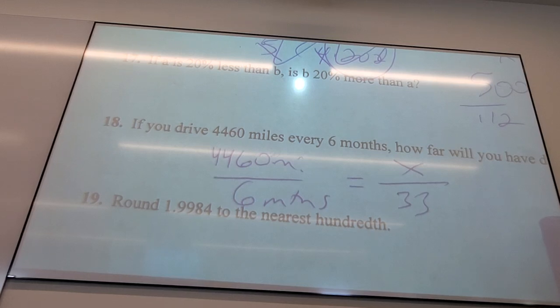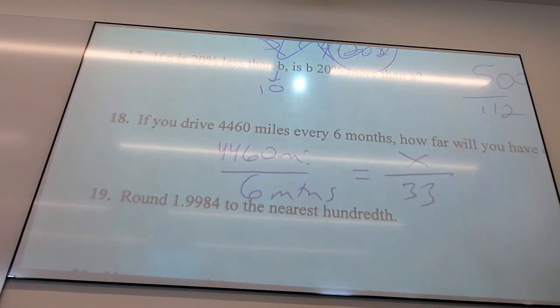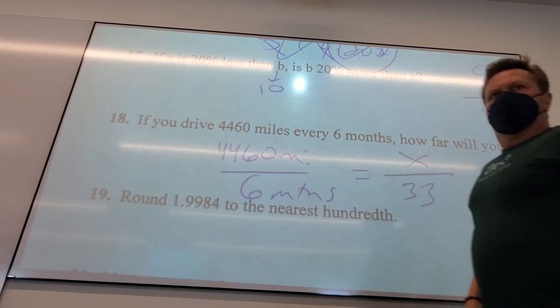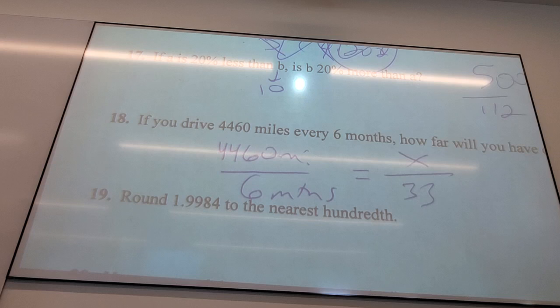Pick a number for B. Pick a nice round number. So can somebody give me a beautifully round number for B? 10. Okay. So if B is 10, how do you figure out what A is? So 20% of 10 is 2. Subtracting from 10, you get 8.